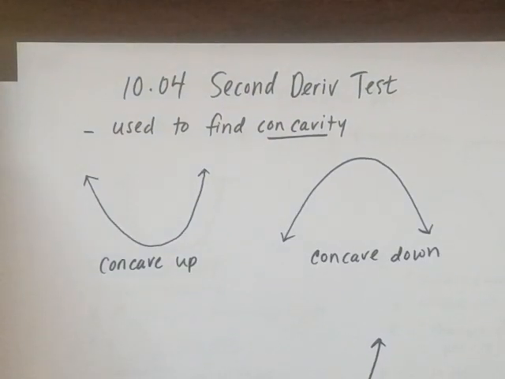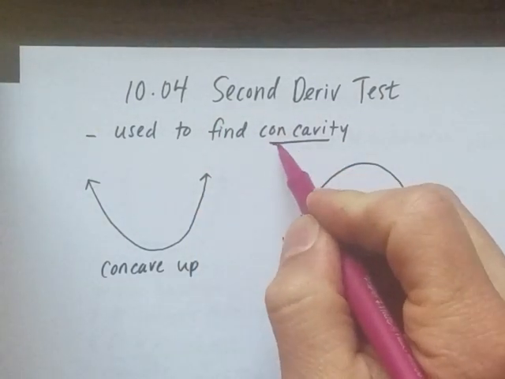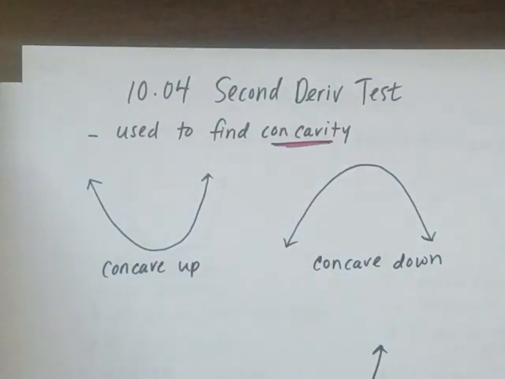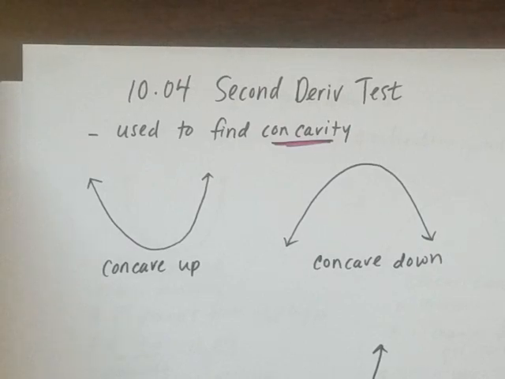Okay, welcome to 10.04, where we're going to be talking about the second derivative test today. This is going to be similar to the first derivative test in a lot of ways, but the second derivative test is used to find concavity of our graph. So we're just going to take a quick minute to review what concavity means.